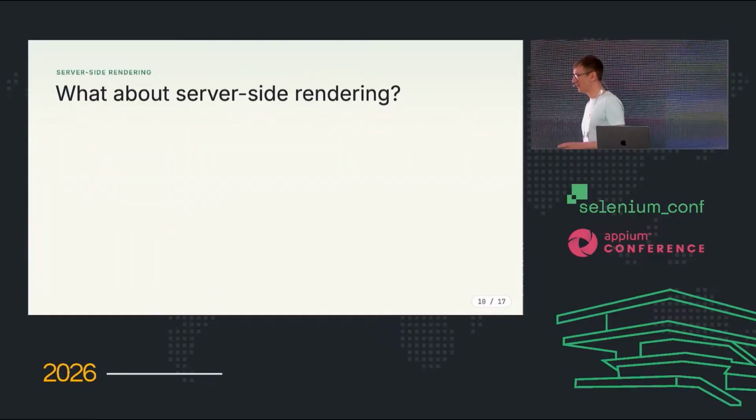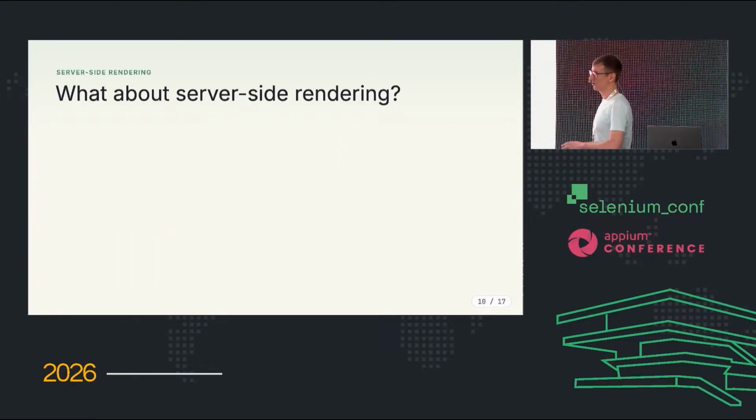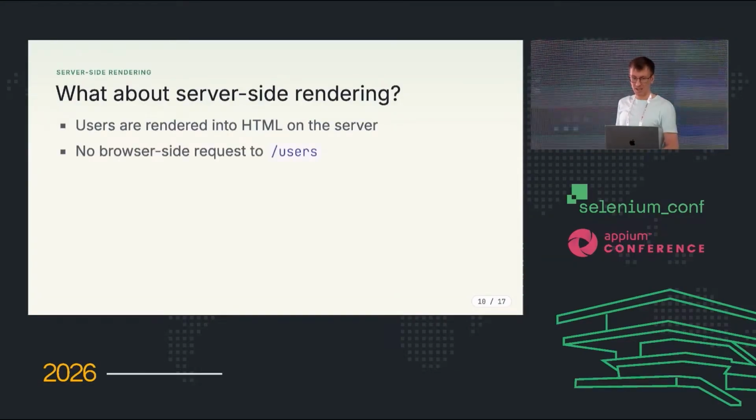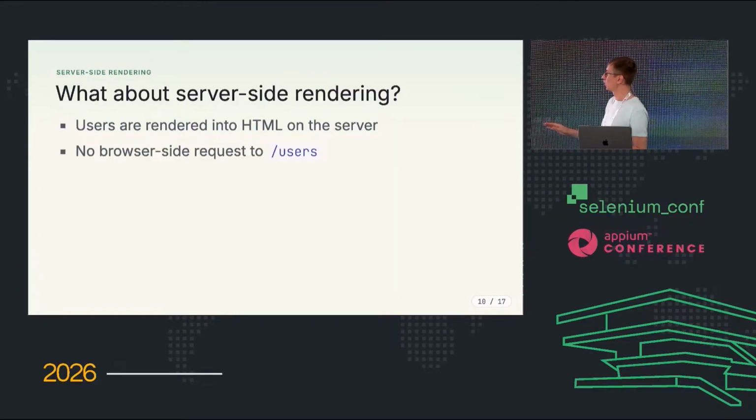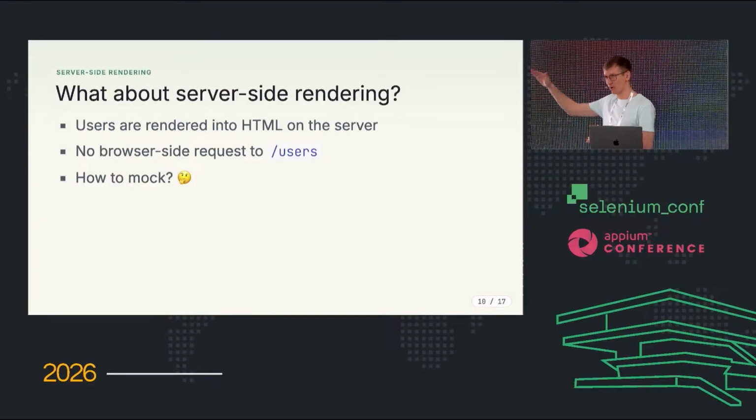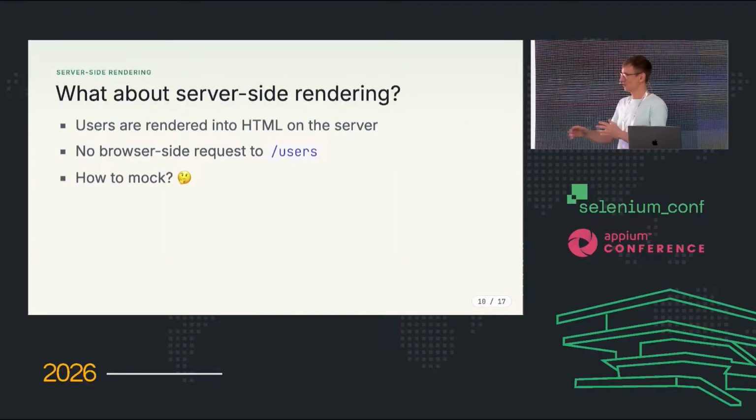Our engineering team may come and say, okay, we installed a new version of the front-end framework that renders everything on server. What changes? Now users are rendered into HTML on the server, and there is no browser-side request to the user's endpoint. So we have nothing to mock with the previous approach. And how can we achieve the same result, cover all the scenarios that we discussed to actually write automated tests for our application?